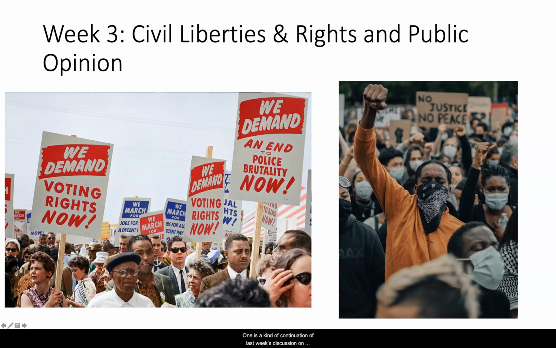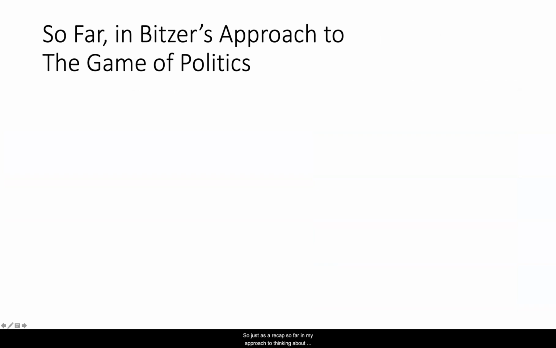One is a kind of continuation of last week's discussion on the Constitution, but specifically we're going to be focusing on chapters 4 and 5 related to civil liberties and civil rights. And then we'll move into a section that I call political behavior, and we'll start off by talking about public opinion.